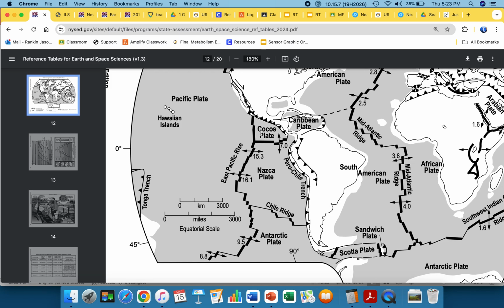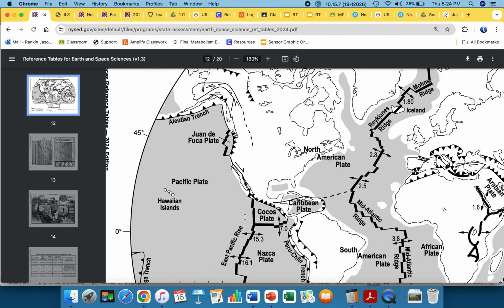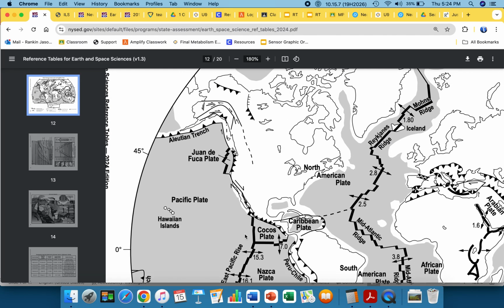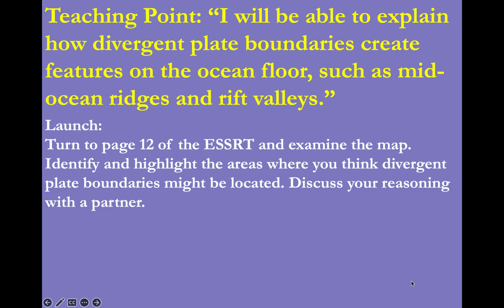Down by the Cocos Plate, we have more divergence. East Pacific Rise, right? That is more divergence happening there. We have the Chile Ridge. So we have a lot of these scattered all around, where we find the arrows moving apart.